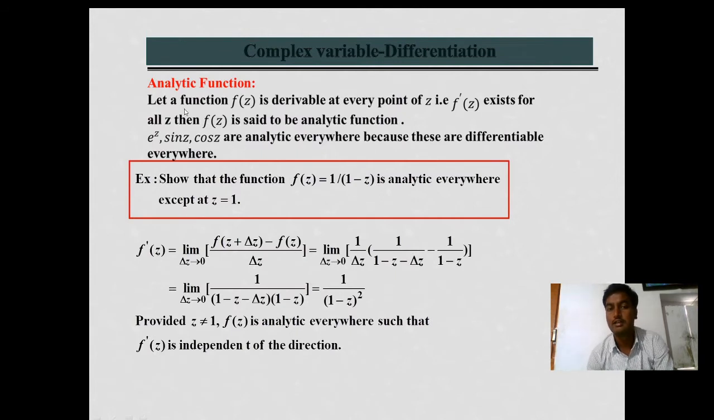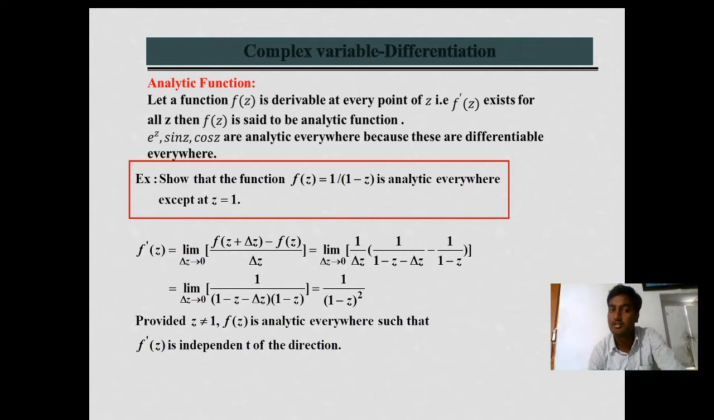Now, analytic function. See, if f of z is derivable at every point of z, then the function is said to be analytic. For example, f of z is e power z, sin z, cos z, everywhere it is differentiable. So those are analytic functions. For example, if you consider 1 by z, it is not defined at z equal to 0, right? So z equal to 0 is nothing but a singular point. Therefore that point is not analytic. So we can say f of z equal to 1 by z is analytic if z not equal to 0.